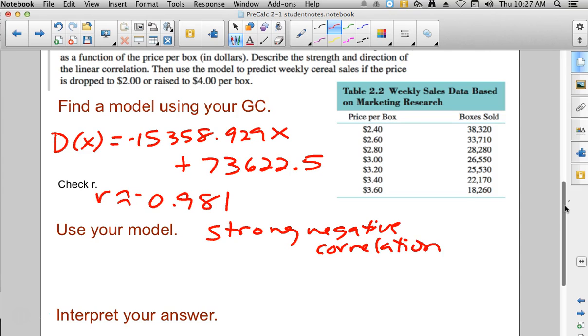So we get 2 pieces out of that. And then it says, use your model. Okay, well, they wanted to know if the prices drop to $2, how many boxes would they sell? And if it's raised to $4, how much would they sell?